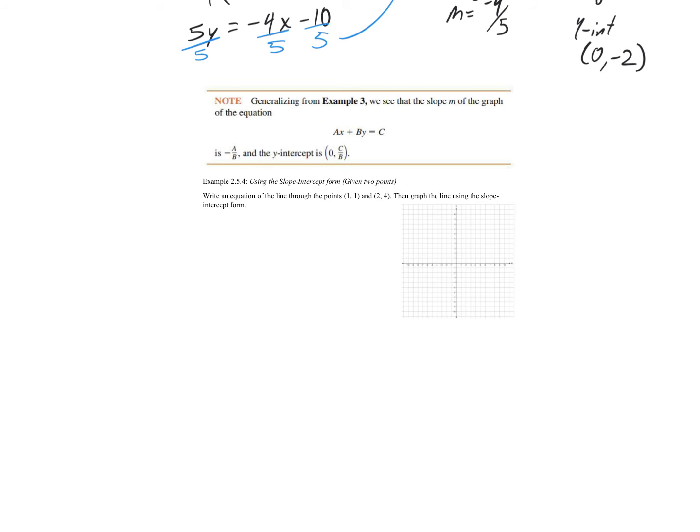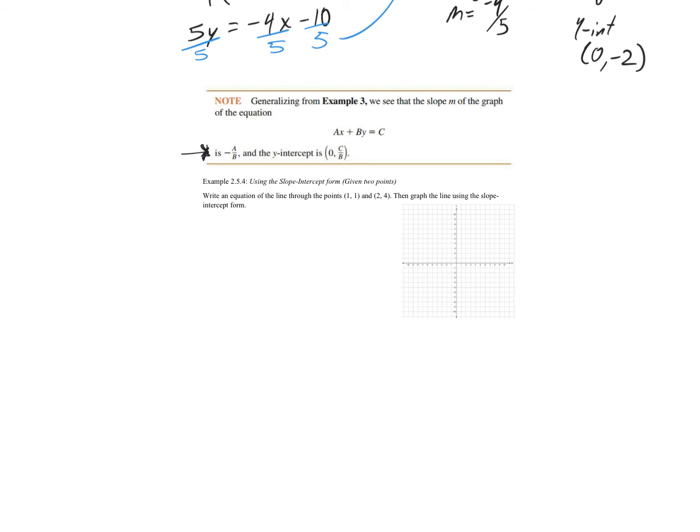Okay, so from example 3, we can see that we can kind of generalize this. This is kind of a shortcut on how you can find the slope from standard form, -a/b. You can always just convert it into slope-intercept form, so it's not really super duper important, but it is something you can use to help you shortcut this process.